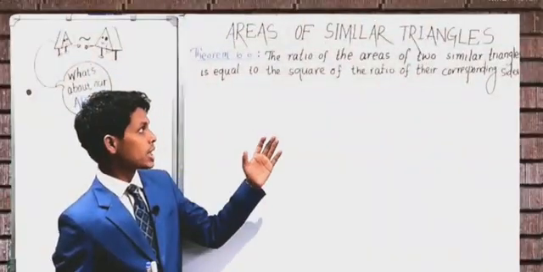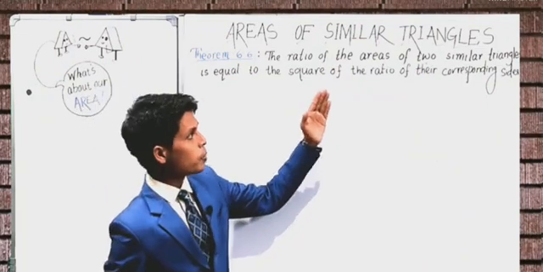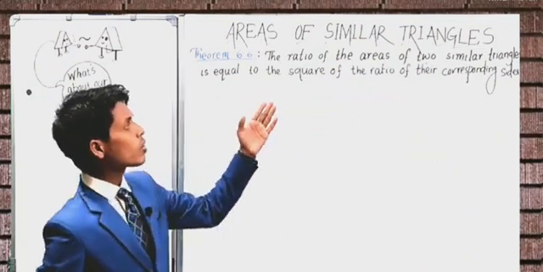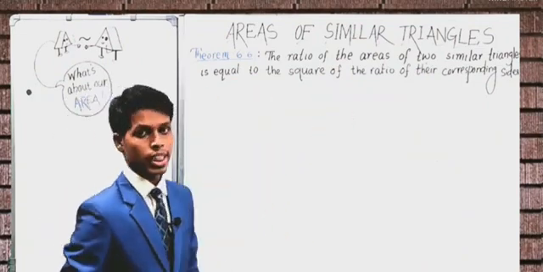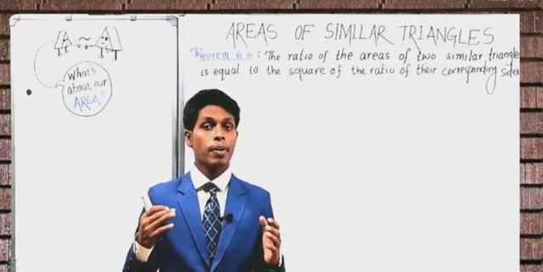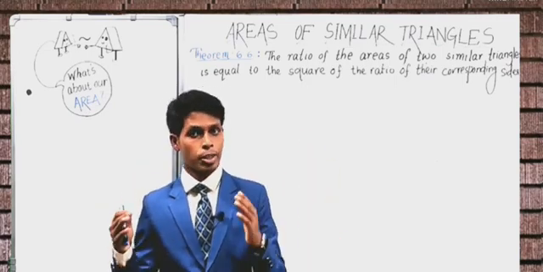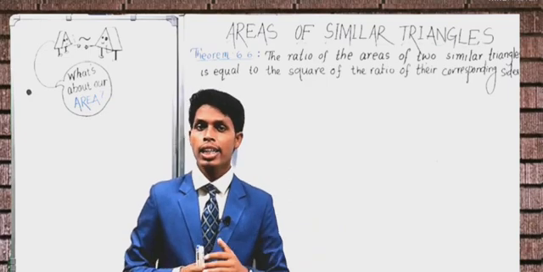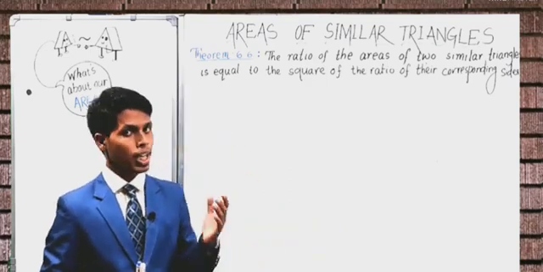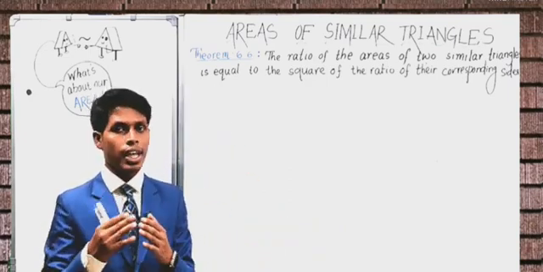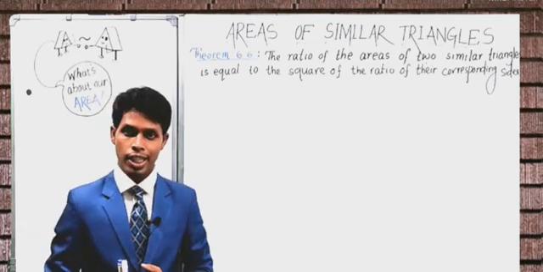Theorem 6.6 says the ratio of the areas of two similar triangles is equal to the square of the ratio of their corresponding sides. That means if you are given the ratio of the corresponding sides of two similar triangles, then you can find the ratio of their areas just by squaring the ratio of the corresponding sides.